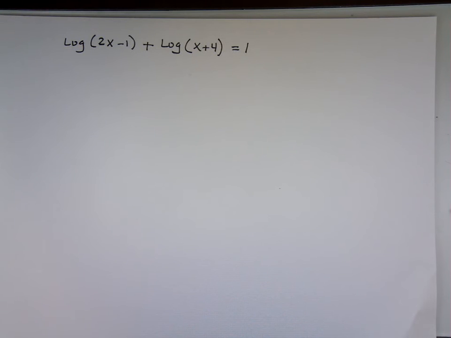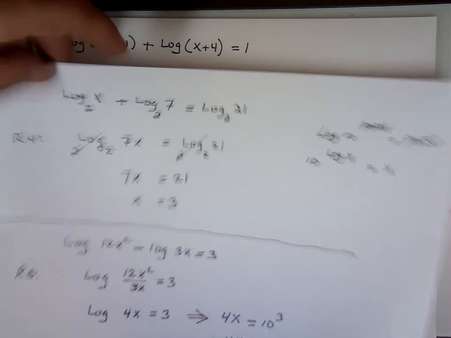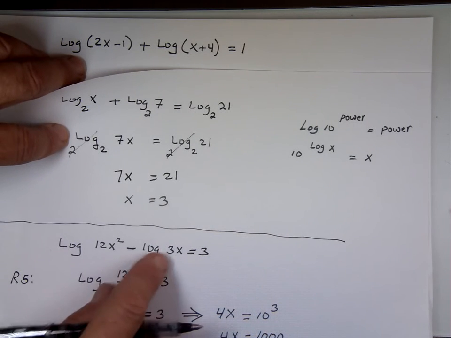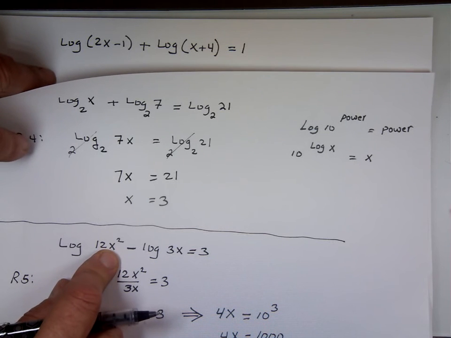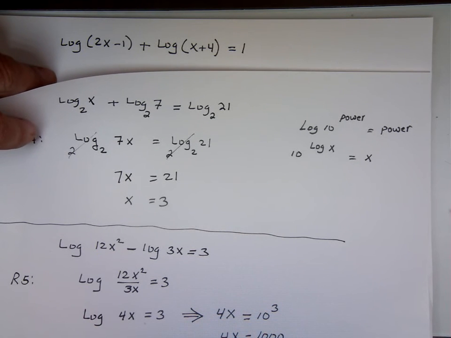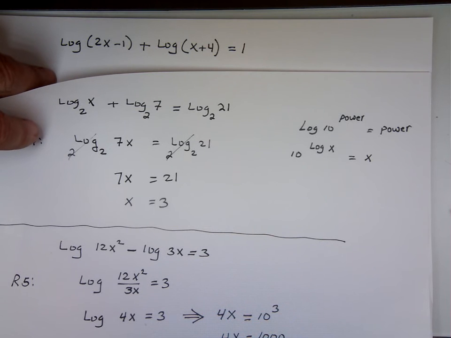There's one thing I forgot to do. Well, I shouldn't say I forgot. I've been lax about it, and I got to pay attention to it here. When you get your answer, make sure when you plug that number in, none of these are negative, because if they are negative, what's rule number 1? You can't take the log of a negative number. So we should check our answer.